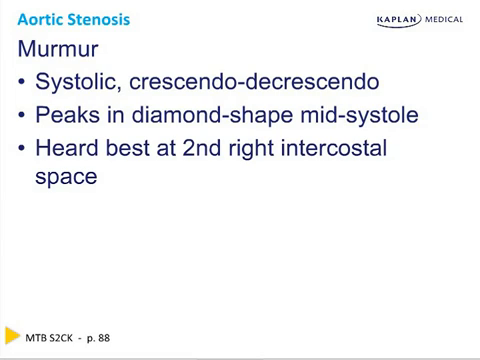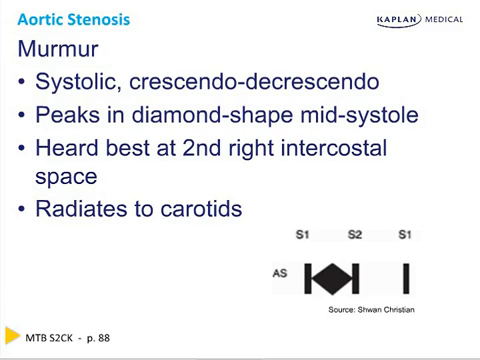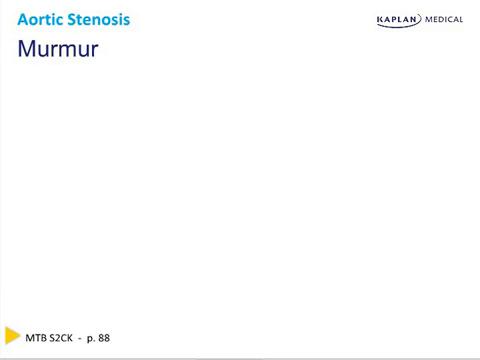And it's heard best in the second right intercostal space. Where does it radiate? Well, mitrals radiate to the axilla and aortics radiate to the carotids. And how it looks, here it is. It's a systolic murmur, crescendo, decrescendo, and goes up to the carotids and is heard best at the second right intercostal space.